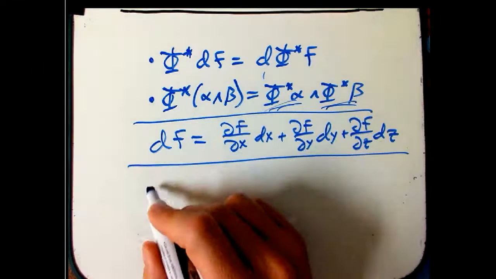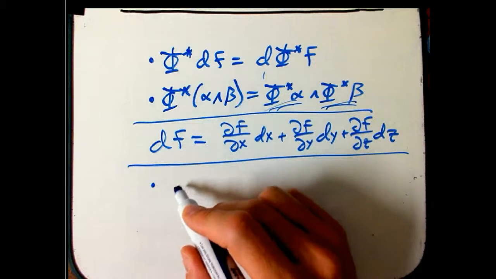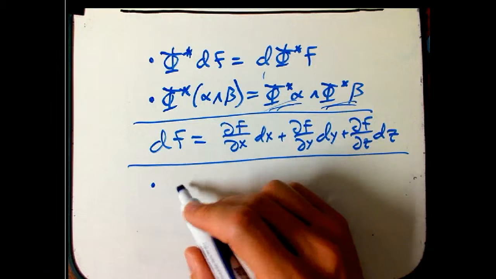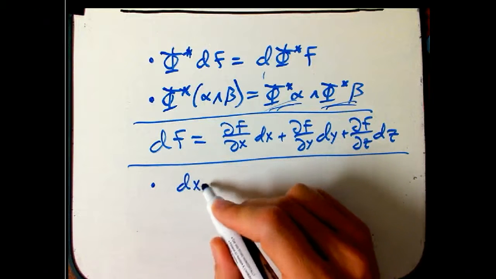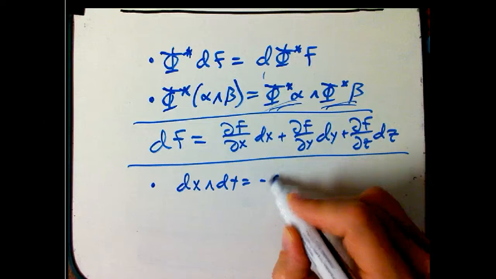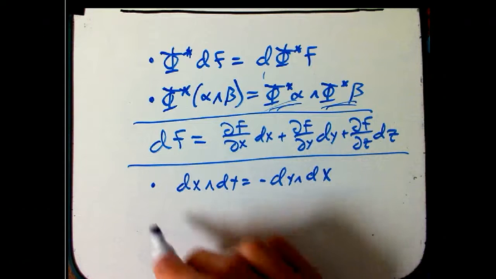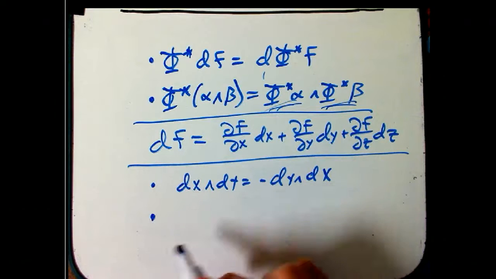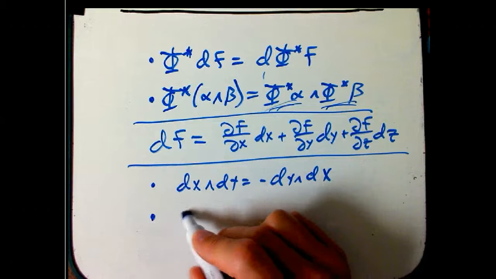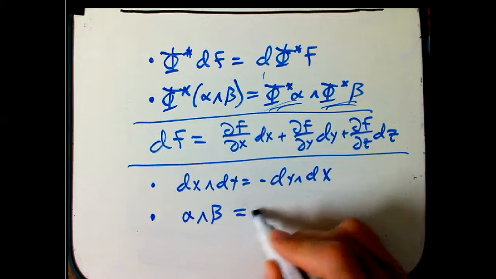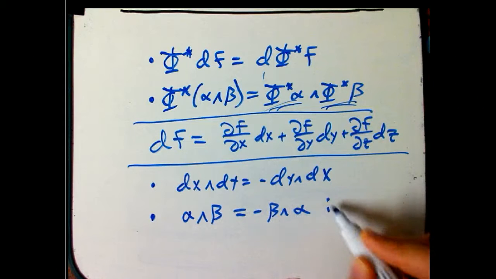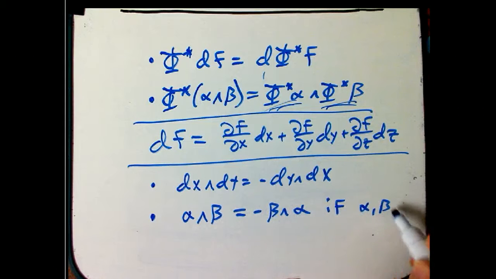Oh yeah, and then of course the wedge product. Remember that we have that dx wedge dy is minus dy wedge dx. It's associative, but it's anti-commutative. And in fact, it's not too hard to show that in general, alpha wedge beta is minus beta wedge alpha if alpha and beta are one forms.